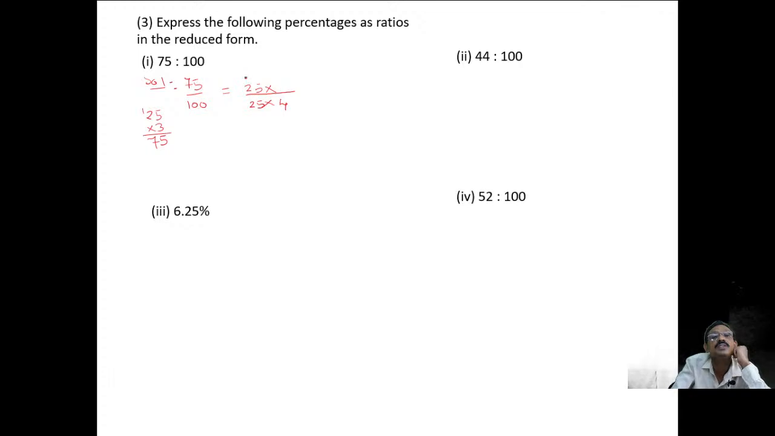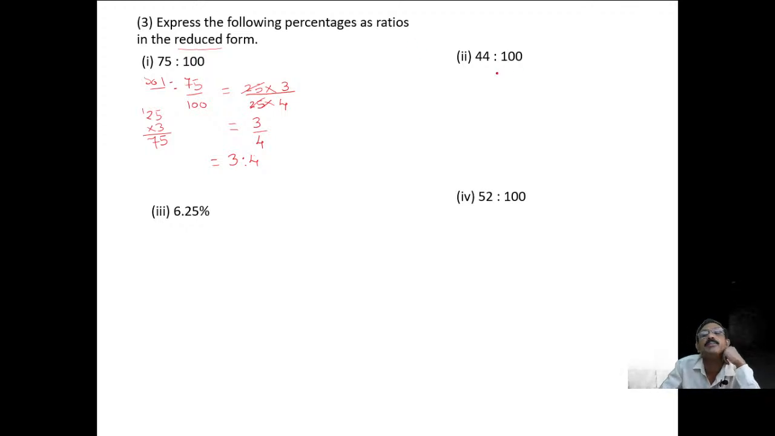So what I get here is 25 into 3 is 75. So I can use this 25 into 3, which is equal to, now 25 ones are 25, ones are 3 upon 4. Look, can we reduce it further? Is it possible for us to reduce this? Because they have said in the reduced form. Can we reduce it further? No. So this will be equal to 3:4.